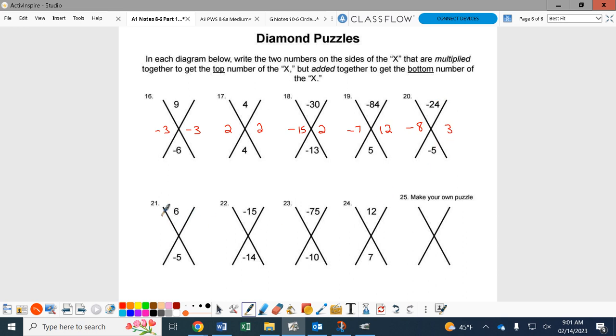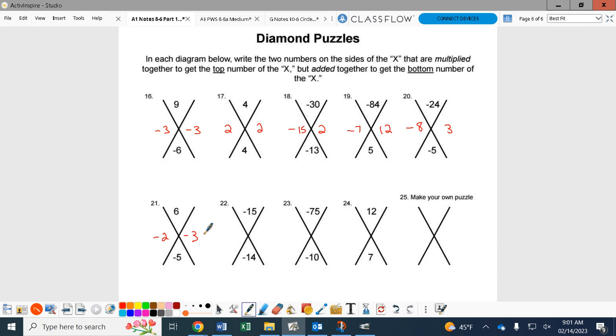Okay. For number 21, a lot of people get this one wrong. Hold on. I got to get some different people. Luke, what do you got for this one? Negative 2 and negative 3 is 100% correct. A lot of people get that one wrong. They want to use 6 and 1, and it does not work with 6 and 1. It only works with negative 2 and negative 3.